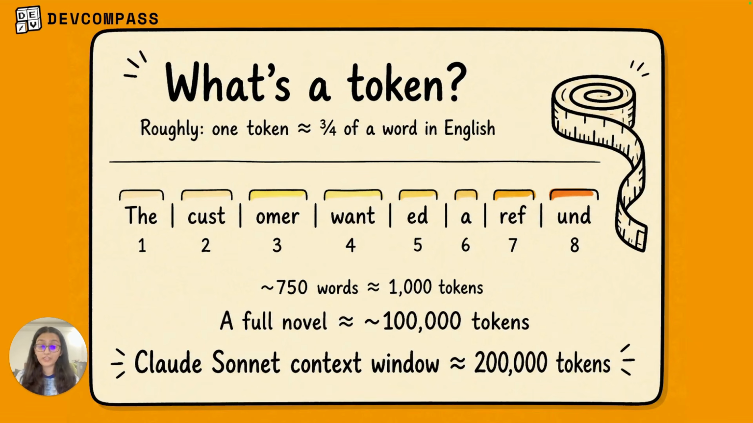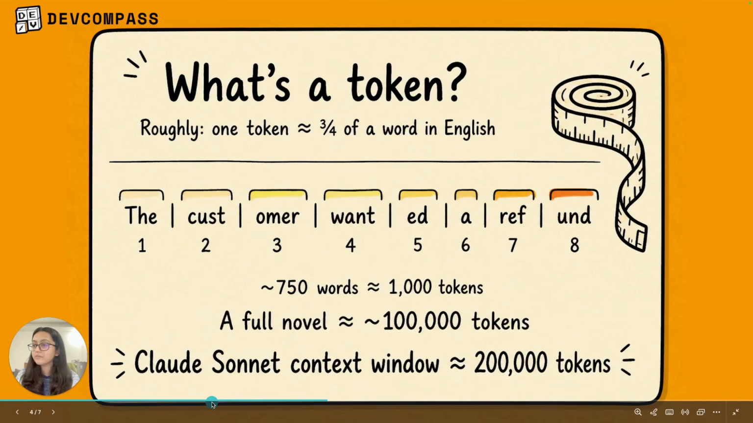That sounds enormous, and for a short conversation it is. You will barely touch that context window. The problem emerges when you're running a long agentic session with large tool results, or when you're injecting documents, or when the conversation has 40 turns. Those cases eat through those 200,000 tokens faster than you expect. The next slide will show you what exactly is consuming the space.